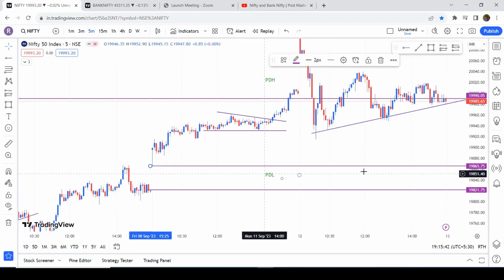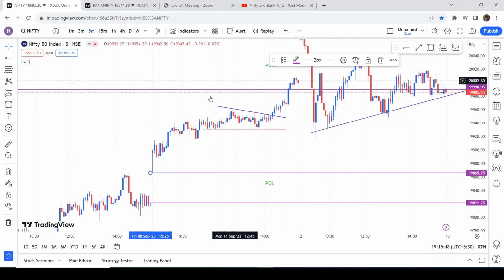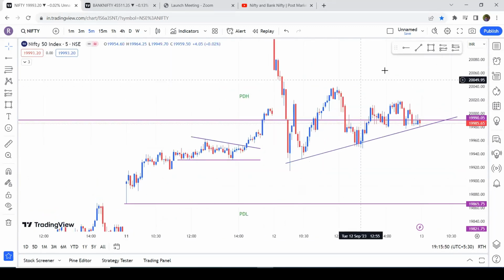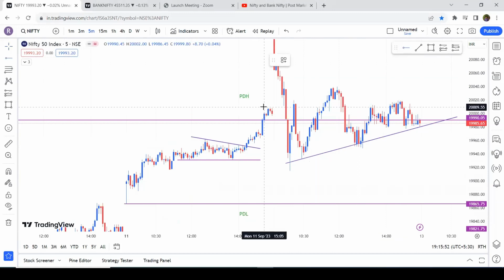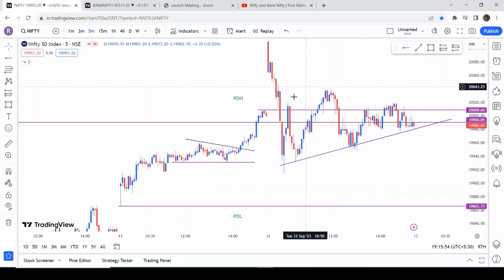this is a gap that we can say. If the market opens around these levels, they can act as a very important support. And this is the previous swing high, which was already taken out yesterday itself. So this can be the previous day high.